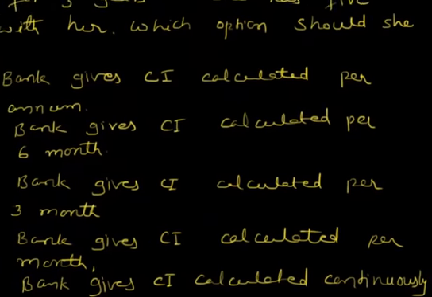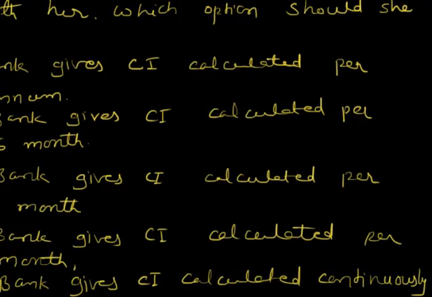Now let's look at this example. Suppose Heba wants to deposit $5,000 in a bank at the rate of 5% per annum for 3 years. And she has 5 options with her. Which option should she go for?